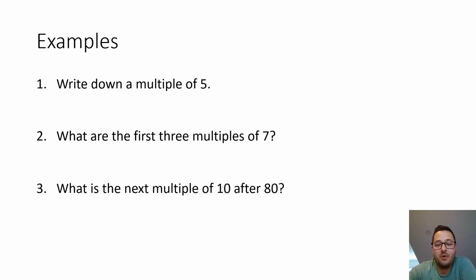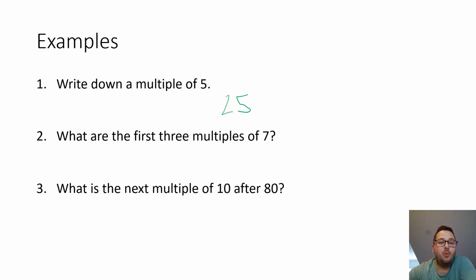Okay, so let's just do a few questions involving multiples. Number 1 says write down a multiple of 5. So it's not very specific. As long as it's in the 5 times table, it's absolutely fine. So let's go for a random number. Let's go for 25. But yeah, anything in the 5 times table would be correct.